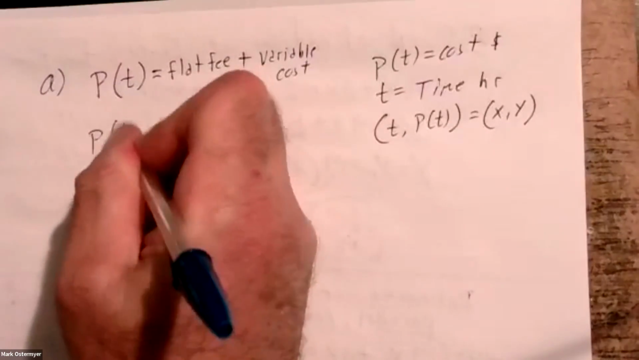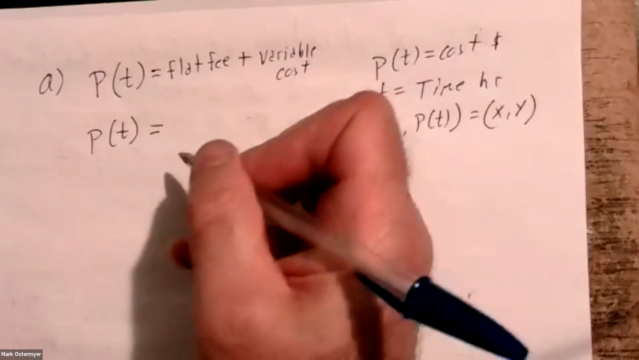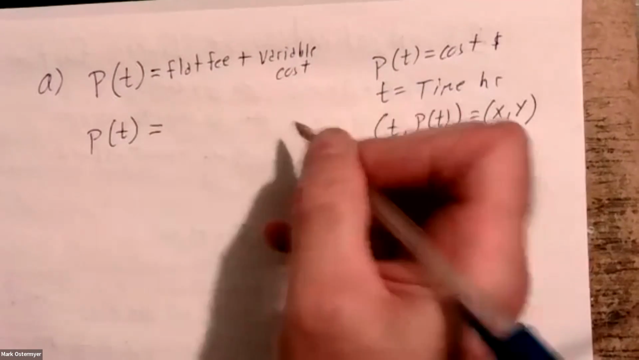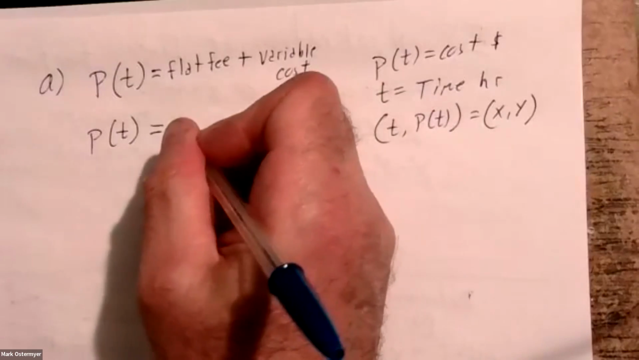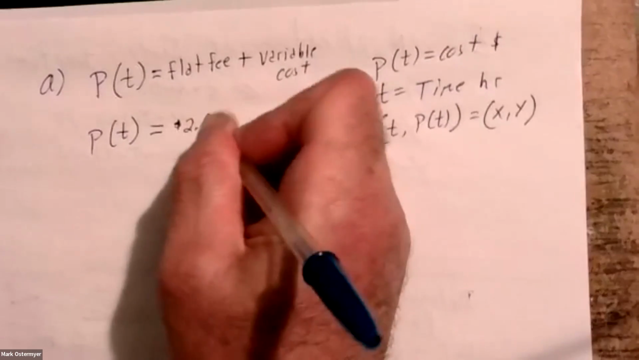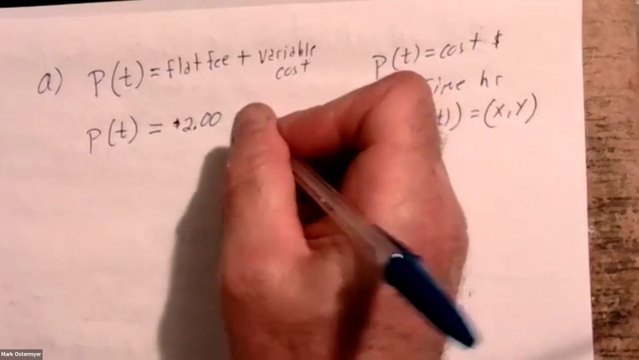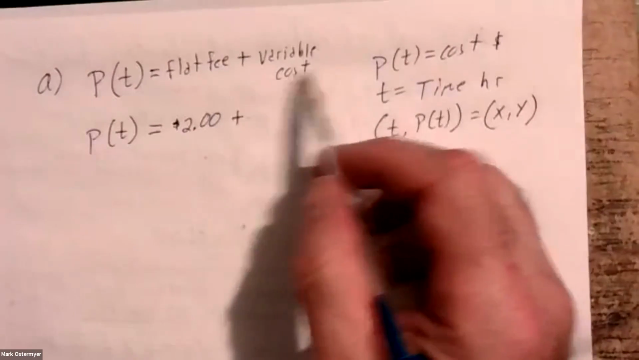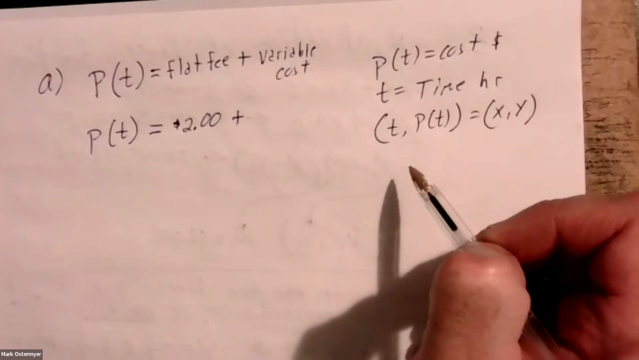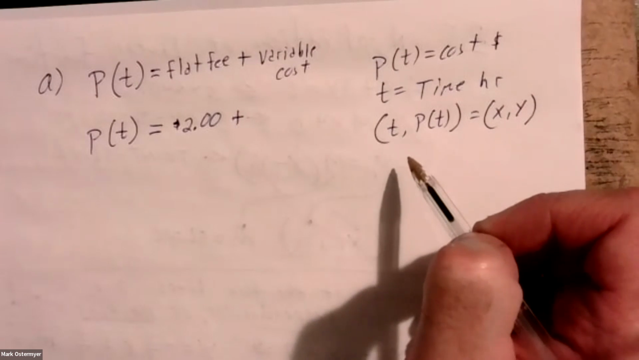Well, what was the flat fee? Whether we stay in the parking garage for a minute or for 10 hours, we still got to pay the $2. Do you agree? That's your flat fee, your one-time fixed cost you have to pay, plus your variable cost, which depends upon the number of hours you stay in the garage. And they say they charge us $1.50 per hour.